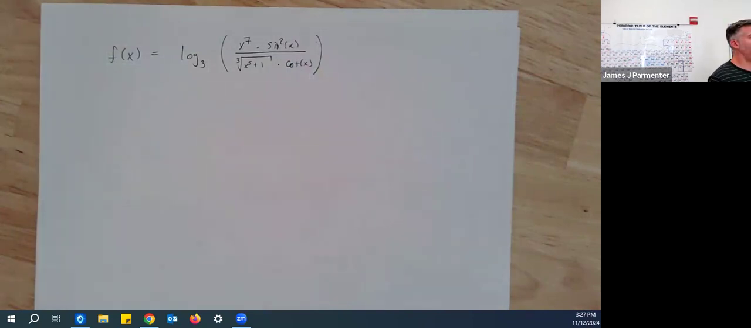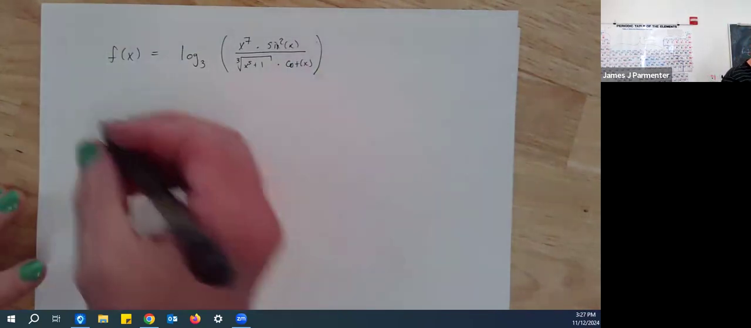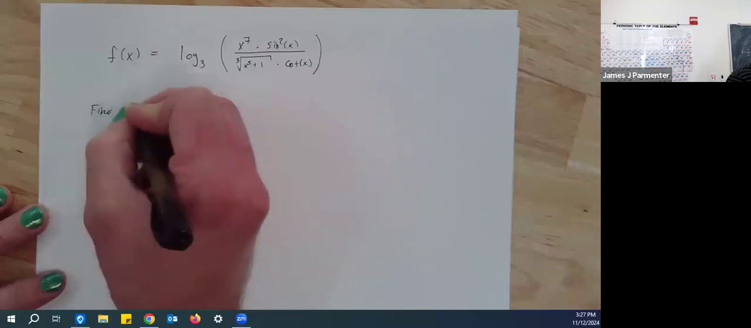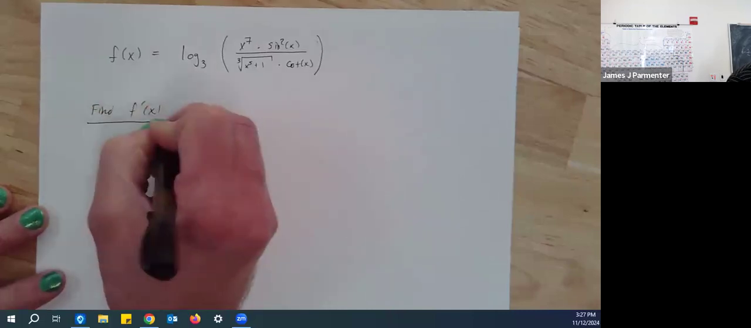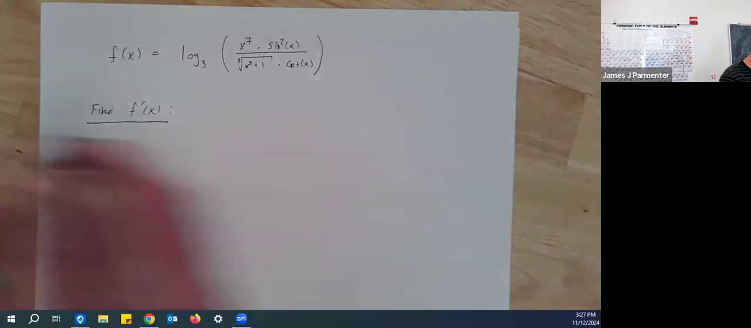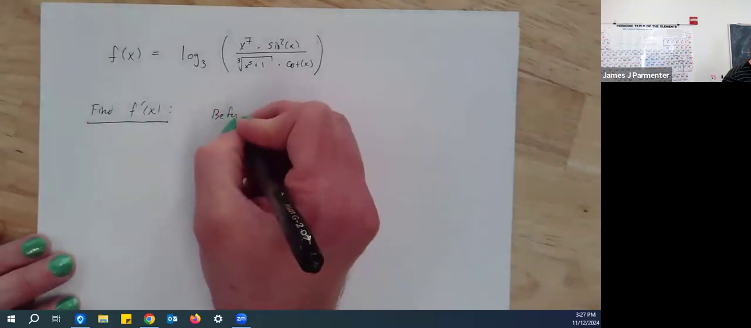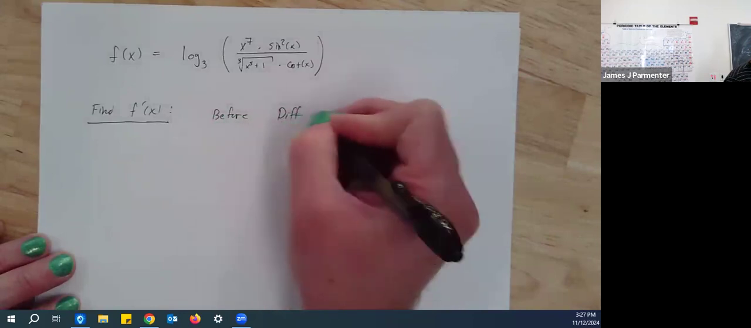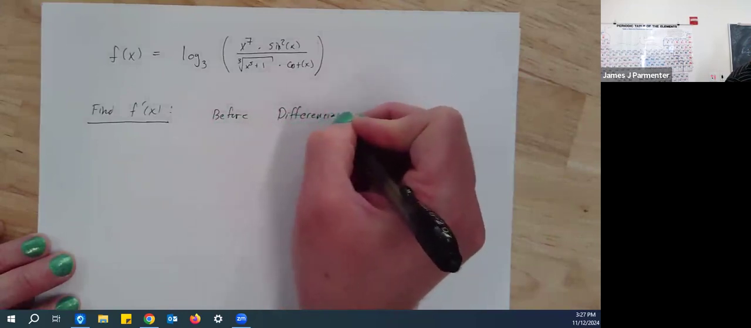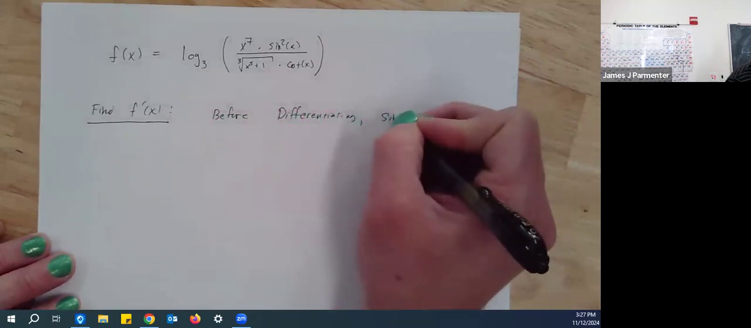So the whole point of these logarithms of terrible things is to do all of the simplifying before you take the derivative. So before we take the derivative, for differentiating, simplify.